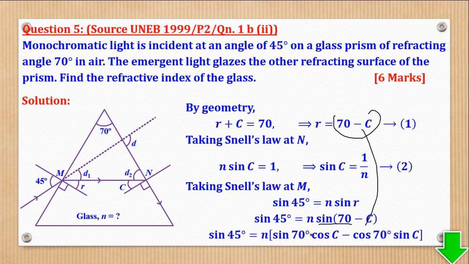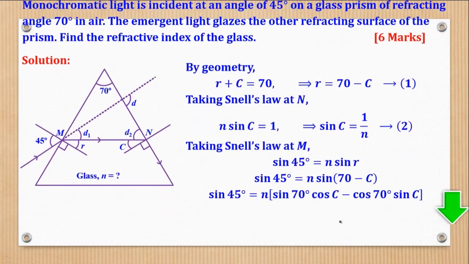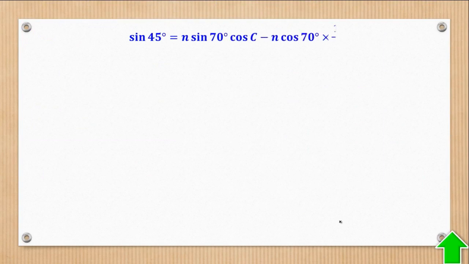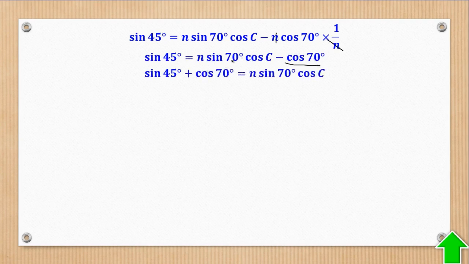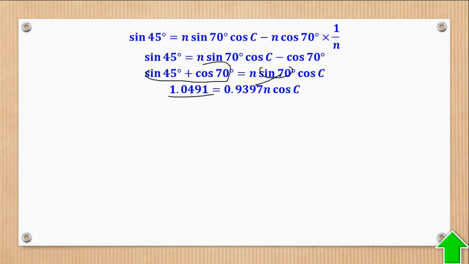Then I expand this using the compound angle formula to come up with that. Then I remember that sine c is equal to 1 over n, which is here now. So when I simplify this and this cancels, that's why here I have the cos 70. Then collect like terms, take this one this side to come up with this line. So use a calculator, the whole of this gives you this to 4 decimal places, and sine 70 gives you this to 4 decimal places. Then make cos c the subject, I'll come up with this.